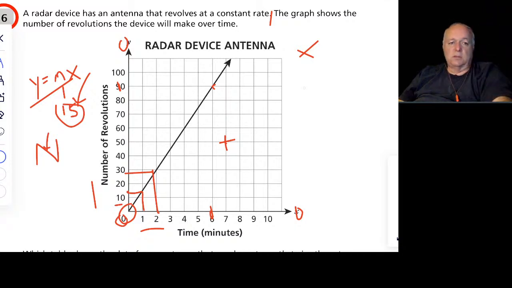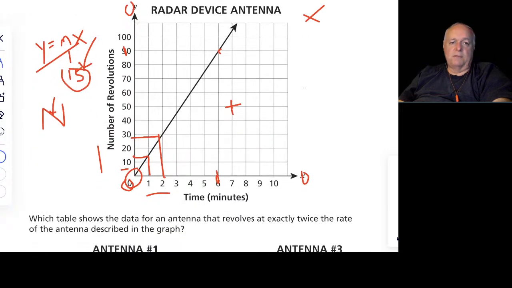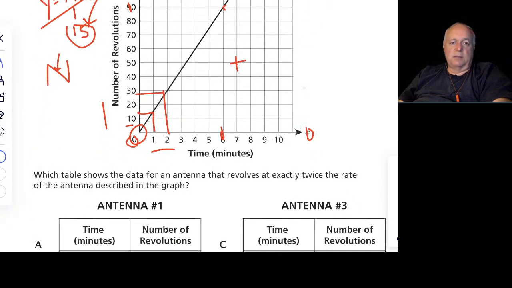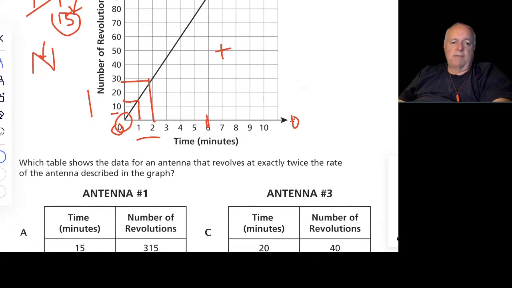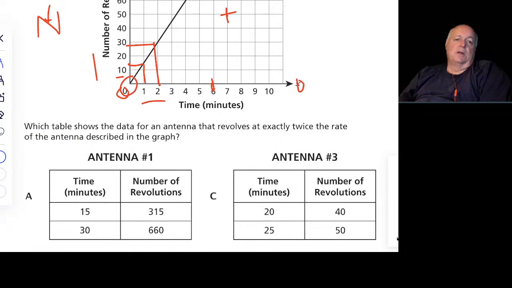Okay, so what I'm going to do is scroll those top words off, and even some of the top of this here, to start getting in some of the answer choices. So we have 4 tables which should be equal to what that graph is. Which table shows the data for an antenna? Which data are they talking about? They're talking about the data that's graphed here. The 1 and the 15, the 2 and the 30, the 6 and the 90. Whatever you see on that line, that's the data. The line is the data.